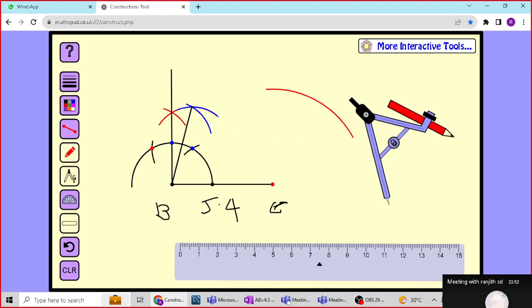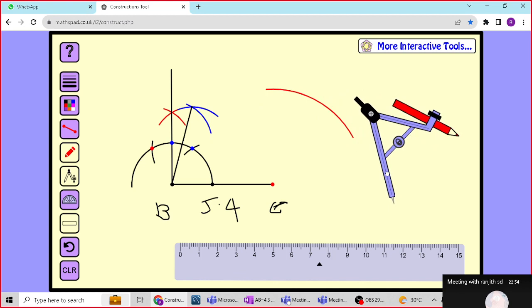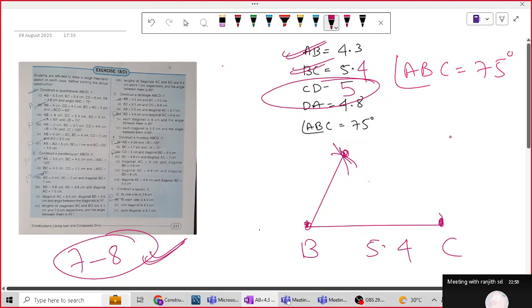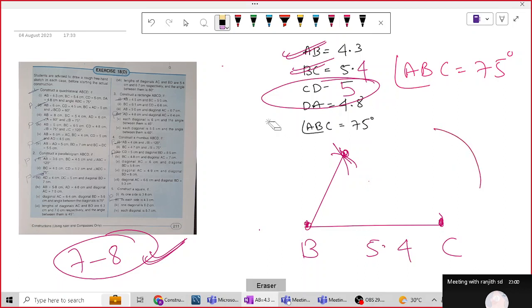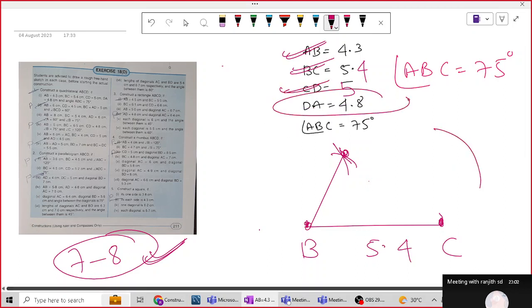Did you draw the arc like this? Yes, sir. From C to D. Okay, look here. From C, I've drawn an arc. Then what is the last value left? DA is left. DA, 4.8, right? Where is A here? From B, we have written A.